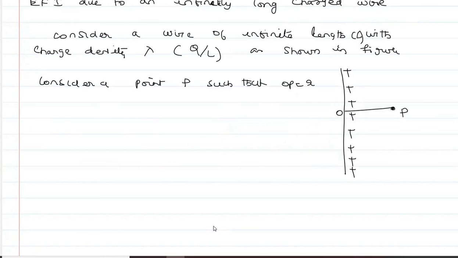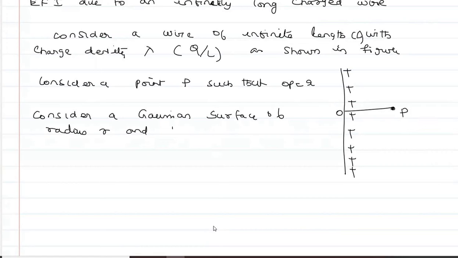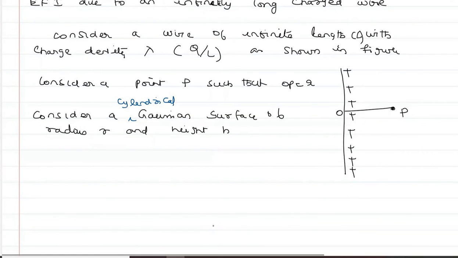So what is the next step? You have to imagine a Gaussian surface of radius R and height H. Okay, I am going to consider a cylindrical Gaussian surface because it will be easy and it is given in your book also. So we need not break our head to use. You can use spherical, you can use some other thing also, but it will be easy if you follow this.